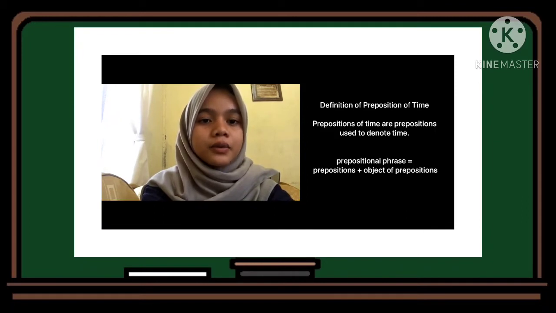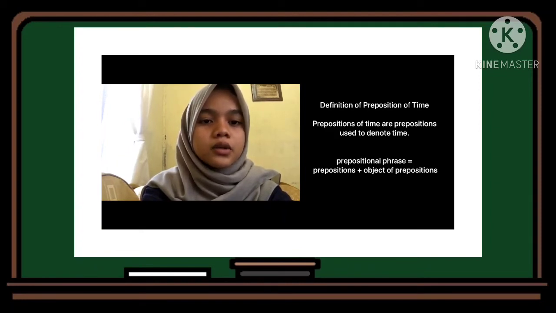I want to tell about the definition of preposition of time. Prepositions of time are prepositions used to denote time. That time is displayed in a combination of the preposition with the object that follows it, called the object of preposition. Prepositional phrase equals preposition plus object of preposition. The object of the preposition of time is often a noun or noun phrase. The combination of a preposition and its object is called a prepositional phrase.